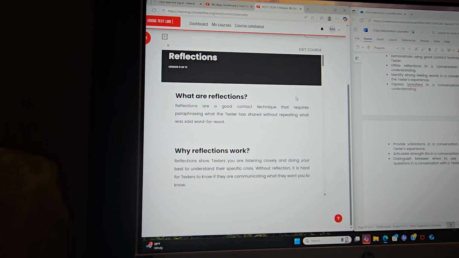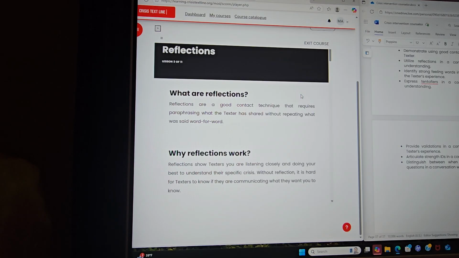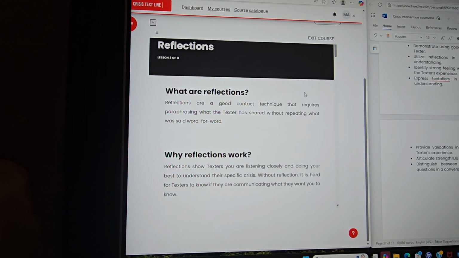Next tab. Okay, reflections. What are reflections? Reflections are a good contact technique that requires paraphrasing what the texter has shared without repeating what was said word for word.